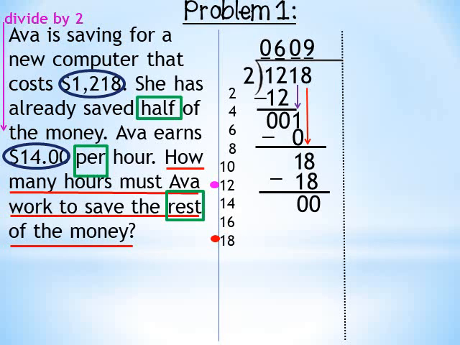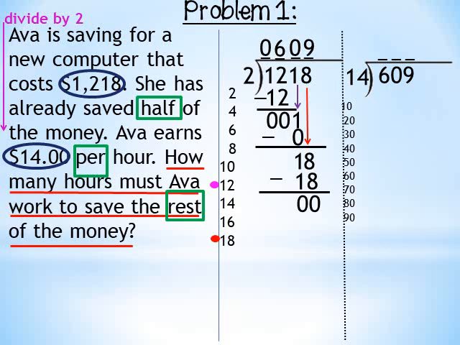Even though per means multiplication, it's 14 times the number of hours to equal that 609. Since 14 and the number of hours are our factors and we don't know them both, then we have to do the opposite of multiplication, which is division. So go ahead and set up your garage. On the outside is the 14, and on the inside is the 609.